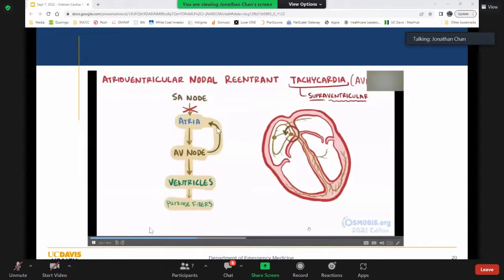And this is an example of it, right? Here we have normally the SA node passes the electric current down to the atria, which goes on to the AV node. However, the AV node comes back here and reactivates the atria, making the heart rate go a lot faster there.